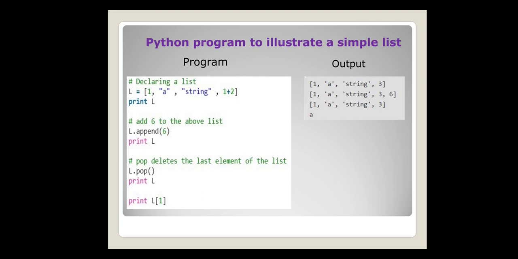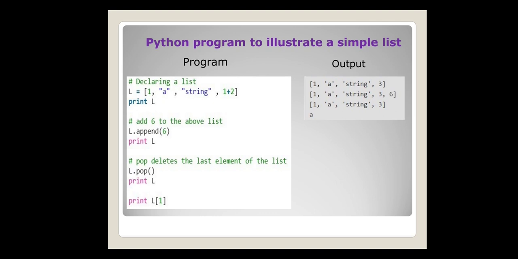So here 1 is an element which has a number data type, a has character data type, string has string data type. When we print a list, it will directly print all elements of the list: 1, a, string, 3.